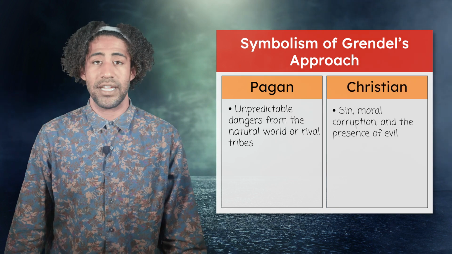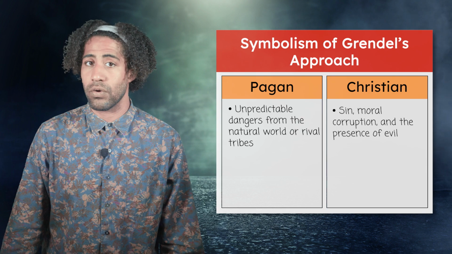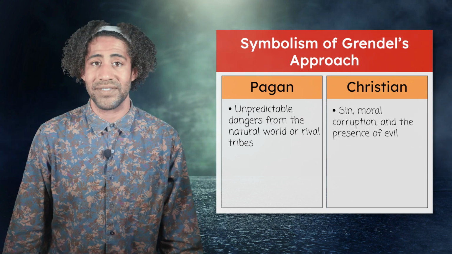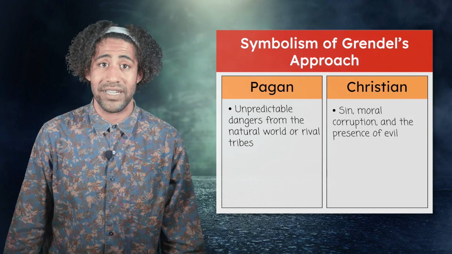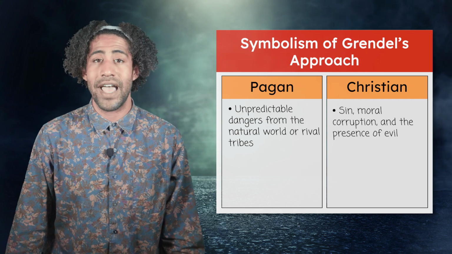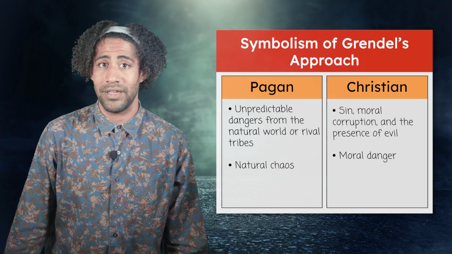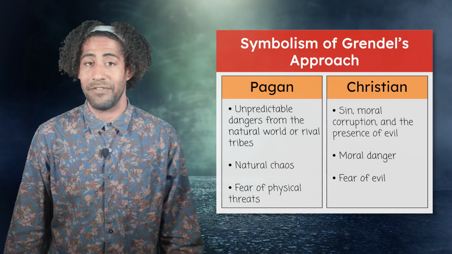In the Christian context, Grendel isn't just a physical menace, he also symbolizes sin and moral corruption. The mists and shadows surrounding him suggest the creeping presence of evil, a force that can infiltrate even the most secure places, like Heorot. So, this imagery shows Grendel as both a force of natural chaos and a representation of moral danger, symbolizing a blend of the pagan fear of physical threats and the Christian fear of evil. Grendel, then, isn't just creeping through the mists, he's bringing both chaos and evil right to the threshold of Heorot.